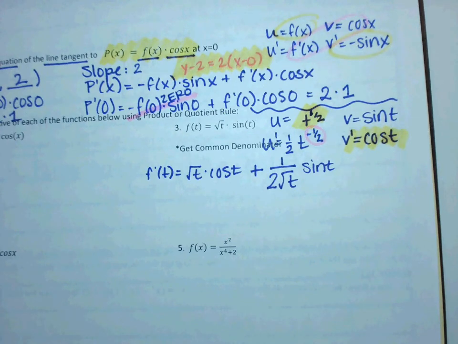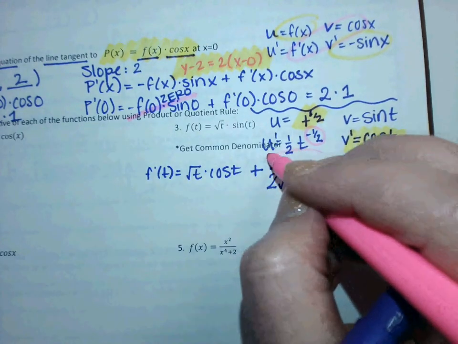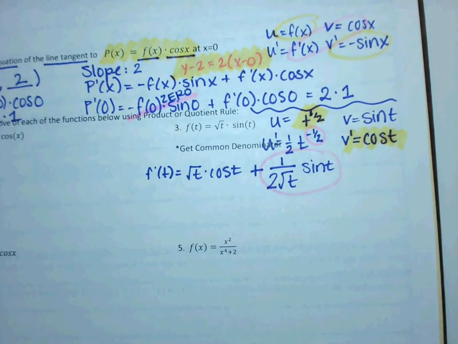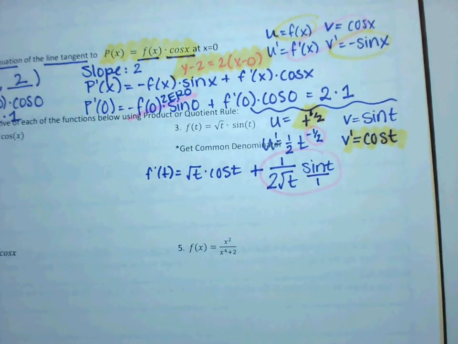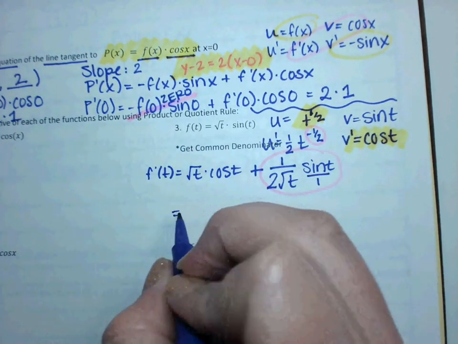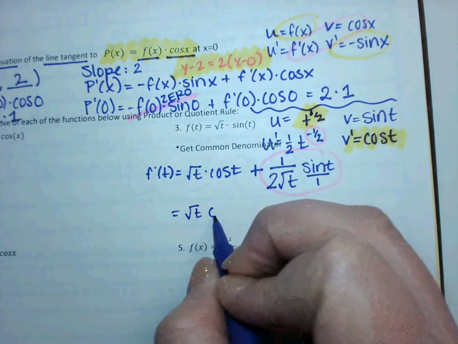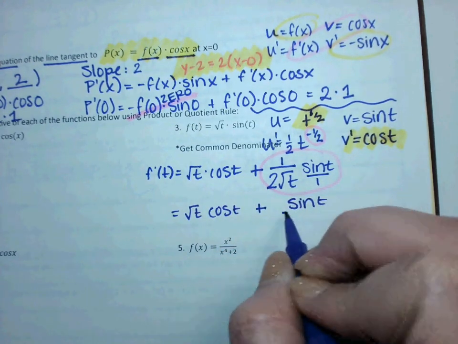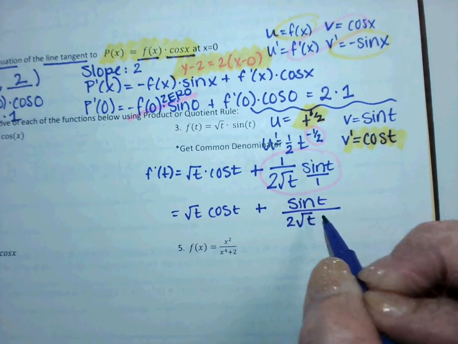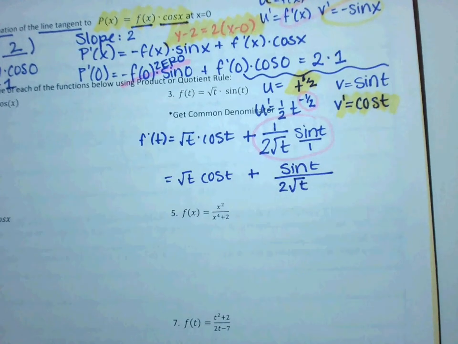Okay, I'm going to rewrite this one more time. I'm going to combine this side into one big fraction. Here's why. Sine is just like sine over 1. So if I were to multiply that fraction together, this is really what I have: root t cosine t plus sine t over 2 root t. Okay, look at that and see if you're okay with that step.